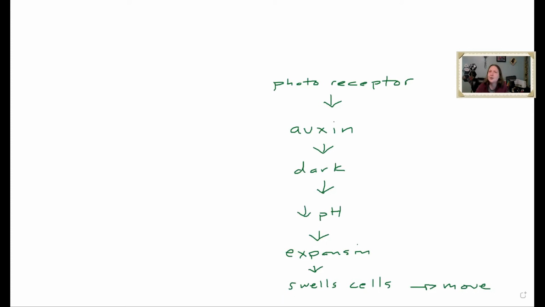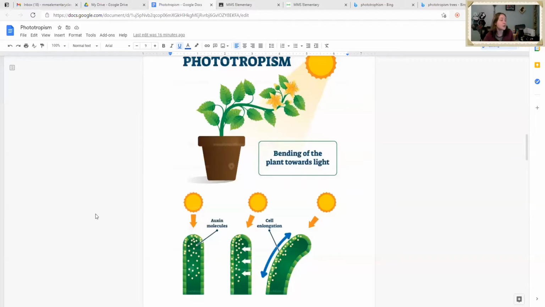I think that's pretty cool to think about all the things that are happening inside of a plant when we see it move. Here's a little picture that someone else made showing kind of the same idea. They didn't show all the steps, but you can see that when the sunlight is right up above, there is no dark side. So the auxin moves everywhere equally and it doesn't bend. But when the sun moves to one side, then the auxin molecules move to the dark side and it causes the plant to bend.